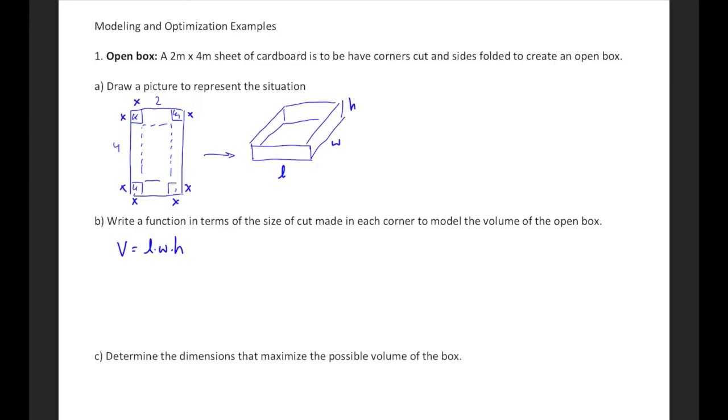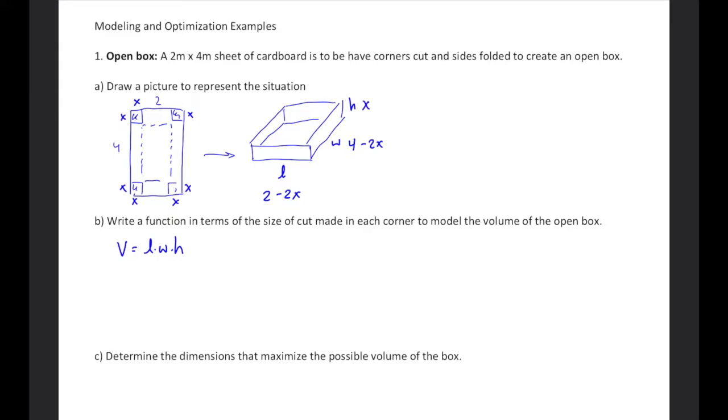If we take that 2 meters all the way across, and we cut out that x, and we cut out that x, our length was 2 meters, but we've moved x on each side. So that length is 2 subtract 2x. Now the width was 4 meters, but we've taken away an x, we've taken away an x. Our width is now 4 meters minus 2x. And when we fold those edges up, that becomes the height of our box. So the height of our box becomes x.